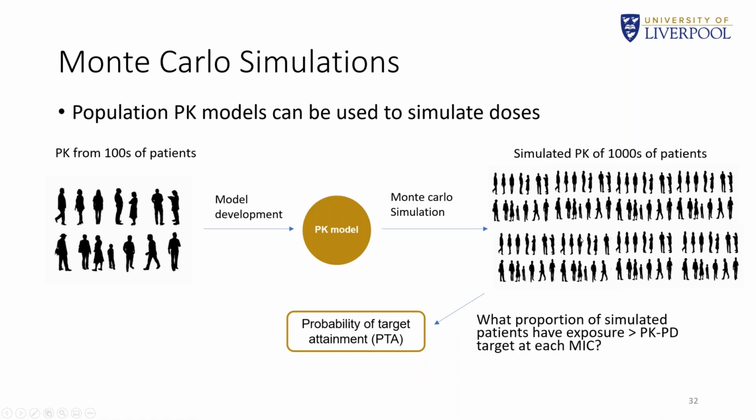And then the question we're asking from these simulations is, now we've got a full pharmacokinetic model from thousands of patients, what proportion of these simulated patients would have exposure above your PK/PD target at each MIC? And this is what we mean by probability of target attainment.